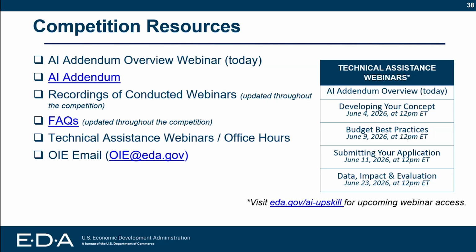The FAQs, frequently asked questions, are also posted online and will continue to be updated as we get questions sent to us via email. Also, the questions that we are getting here on webinars that are not included on the FAQs. And then reaching out to us via email. OIE at EDA.gov will be able to take your question, consult internally, and give you the best guidance so that you have the most information, the most up-to-date information as you are going through your proposal and putting together a strong application.